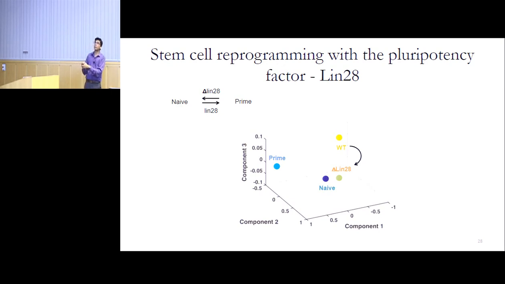And knocking off Lin28 is supposed to make cells go towards a naive-like state. This is exactly what we see. Cells knocked off of Lin28 move closer towards the naive state. But these 2 dots are not on top of each other, because we saw some nuanced differences in the pentose phosphate pathway. So we can use this to characterize different cell states and figure out how similar or different they are from a metabolic perspective.